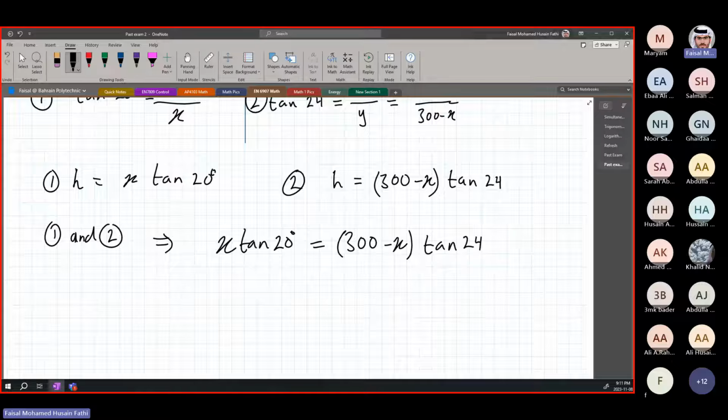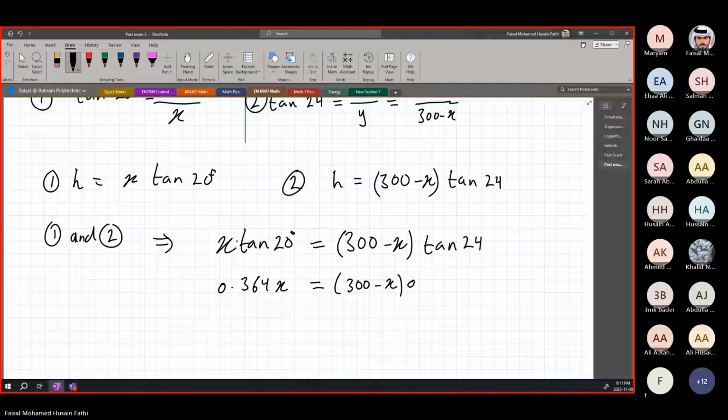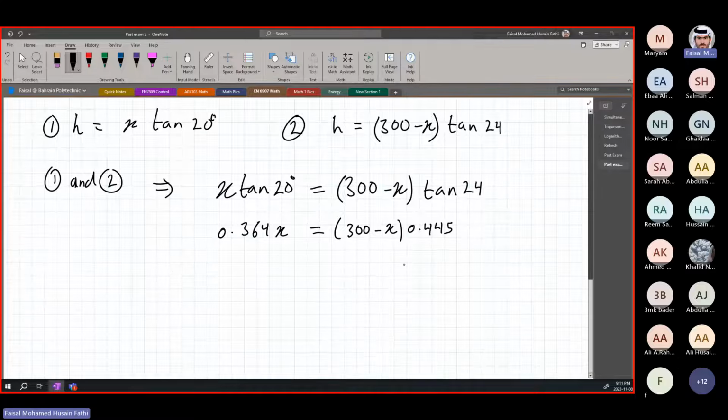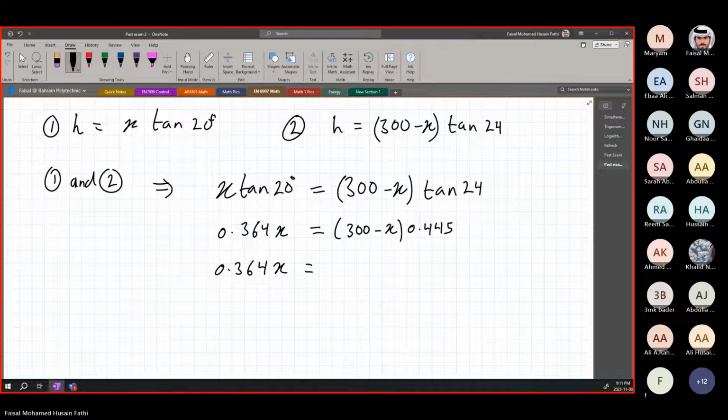Tan 20 is equal to 0.364, so 0.364x is equal to 300 minus x tan 24, which is 0.445. Okay, let's distribute only what is on the right. On the left we have 0.364x, and on the right we distribute them: 300 times 0.445 is approximately 133.569, minus, because there is a minus x times 0.445, so 0.445x.